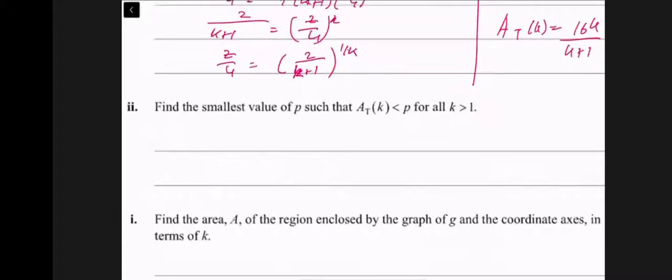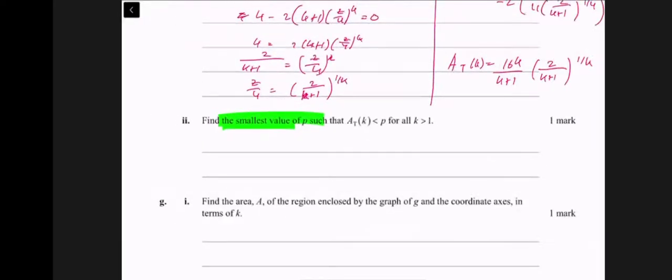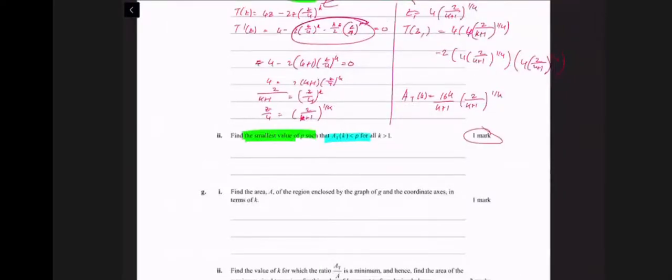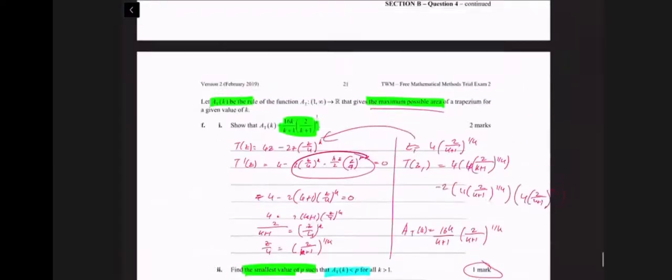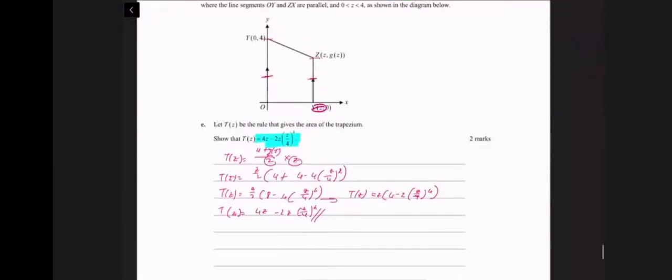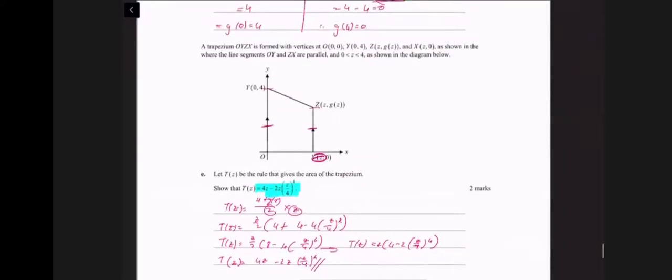So find the smallest value of p for which this is less than p for k greater than 1. The questions are worded a bit trickily. It's asking for the smallest value of p, but what it's actually asking for is the maximum value of the area. It's 1 mark, and that should hint you that, given there's not a lot of working out space, it's not actually a question that's meant to be done mathematically, I guess.